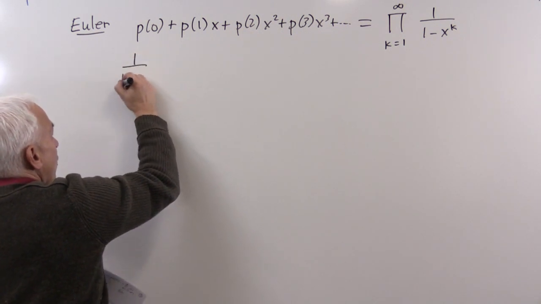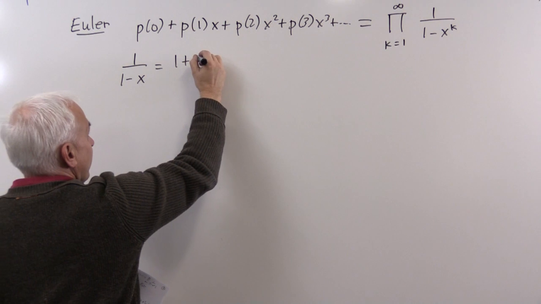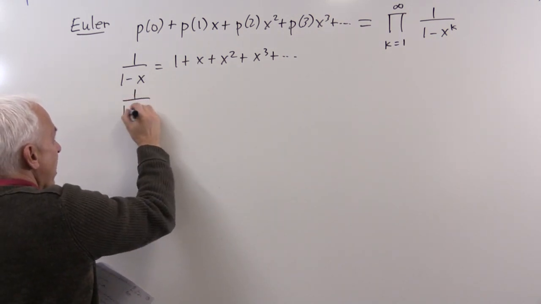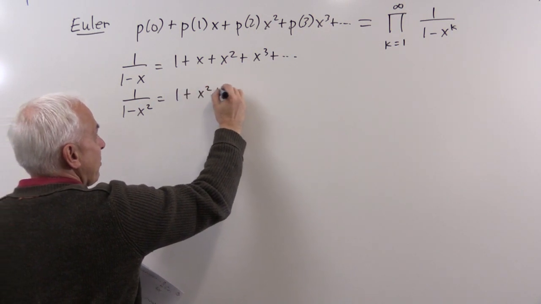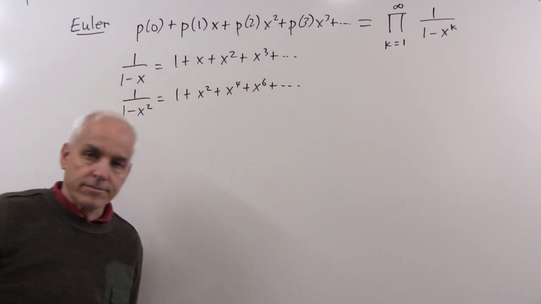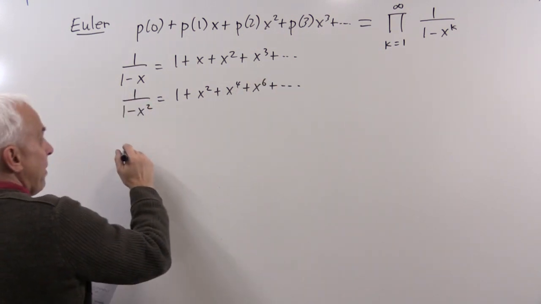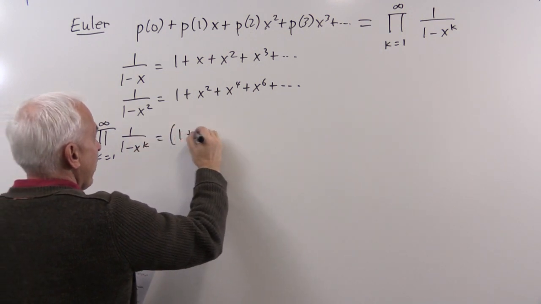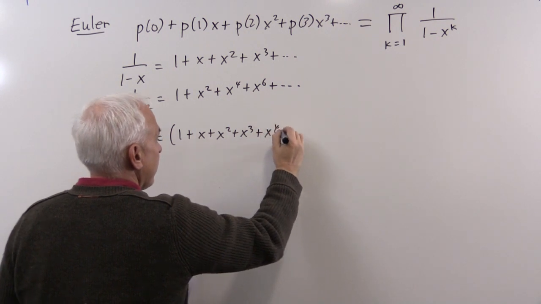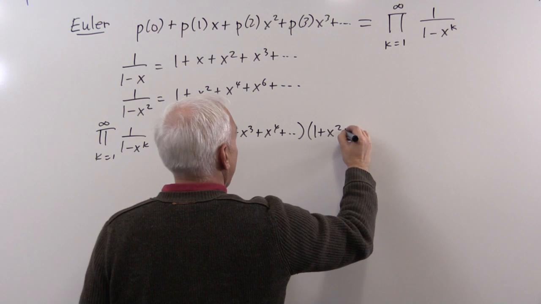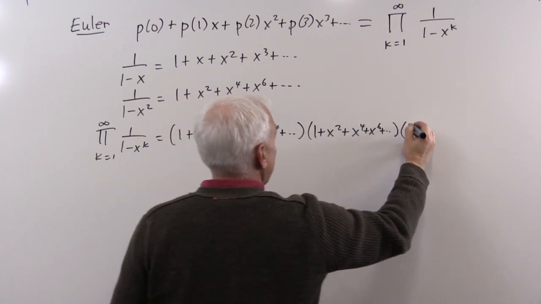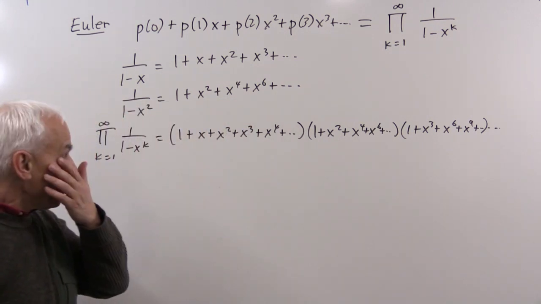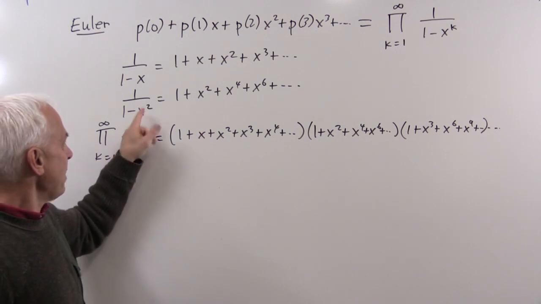So what's going on here is that if we look at when k is 1, we have 1 over 1 minus x, which of course is the geometric series, 1 plus x plus x squared plus x cubed, and so on. If we look at 1 over 1 minus x squared, we get correspondingly 1 plus x squared plus x to the 4th plus x to the 6th, and so on. And so this product is written out: it's 1 plus x plus x squared plus x cubed plus x to the 4th, and so on. And then the next one would be 1 plus x squared plus x to the 4th plus x to the 6th, and so on. And then the next one is 1 plus x cubed plus x to the 6th plus x to the 9th, and so on. And then it keeps going. There's an infinite number of additional terms corresponding to higher powers of x there.